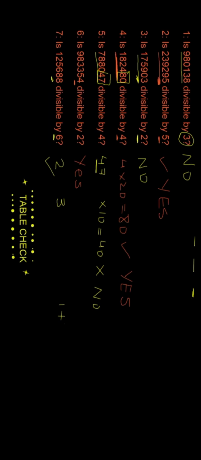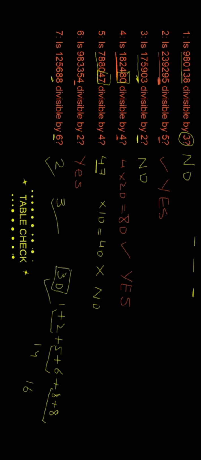1, 2, 5, 6, 8, 8. 16, 11, 3, 14, 16, that's it, 30. Divisible by 3? Yes, it is, most certainly. So yes, it is divisible by 3.